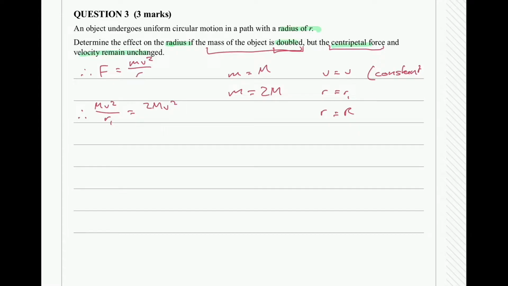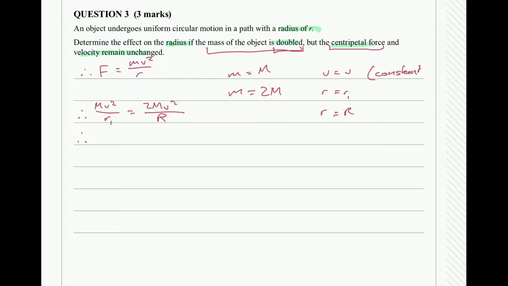How do we know V is constant? Velocity remains unchanged. Over capital R this time. Remember, our radius is the thing that changes, but we want to know by what factor. If we double our mass, what ends up happening to our radius? Now, some students might already be able to look at the question and realize what happens. If you double the mass, you've got to do something to the radius for the 2 equations to equal the same.